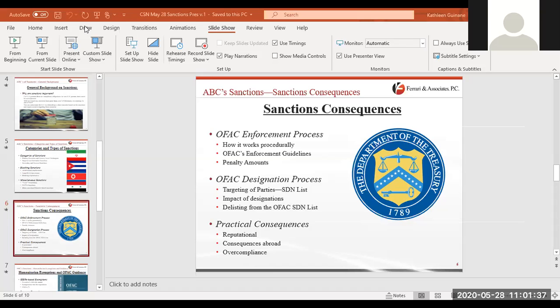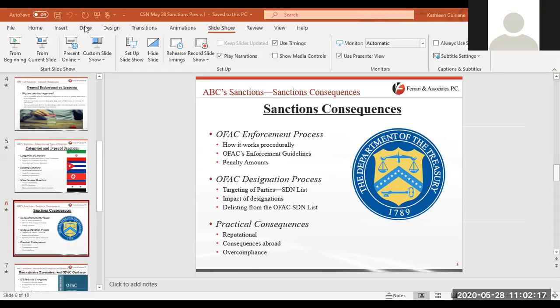OFAC assesses penalties, and we could have a whole talk on how. I'm not going to go into it, but here's what's important to know: there is a set of guidelines called OFAC's enforcement guidelines. They set forth a matrix on how to calculate a base penalty. Those base penalties look at really two criteria. One, how egregious was the conduct? And two, did you voluntarily self-disclose the conduct, or did OFAC find out about it itself? Then you'll calculate a base penalty from there.